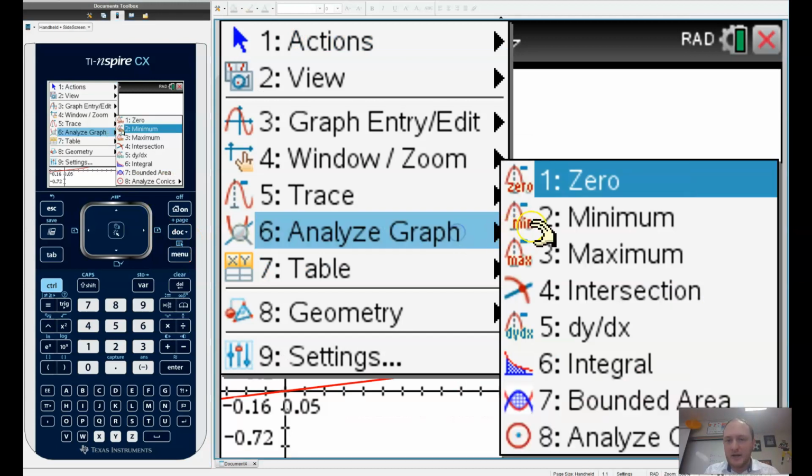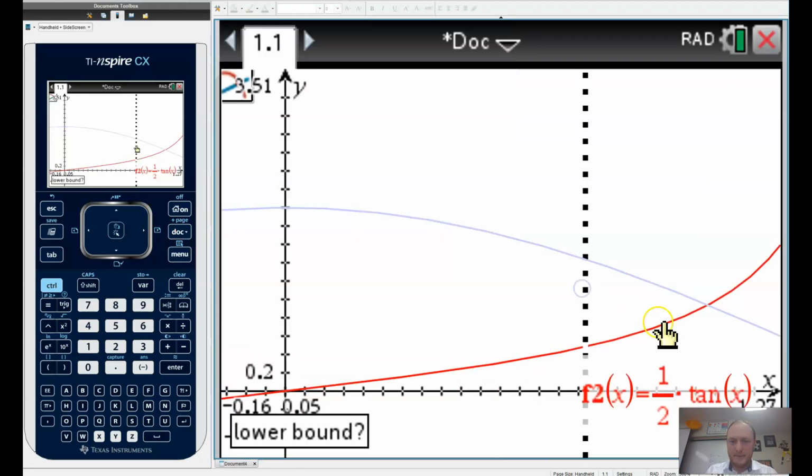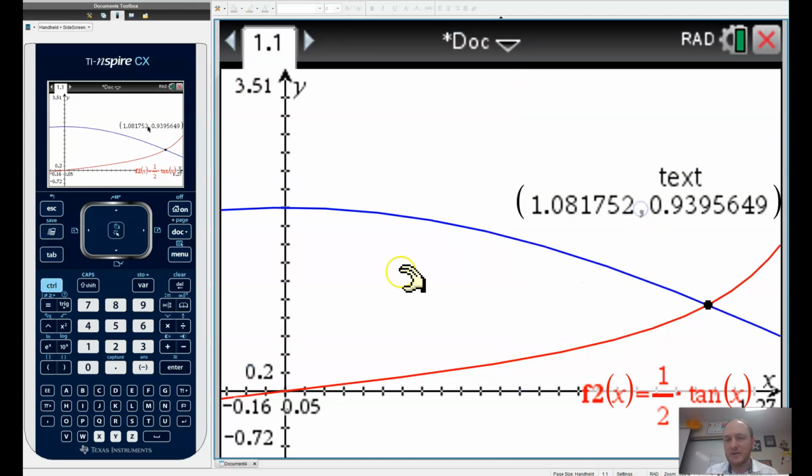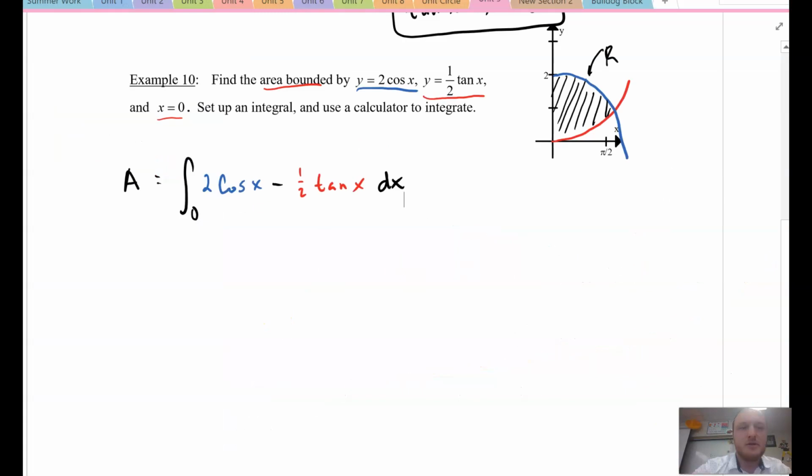Okay, so analyze graph, intersection, that is better, and 1.082. Okay, so 1.082. Okay, there is our setup. Okay, so I did that.